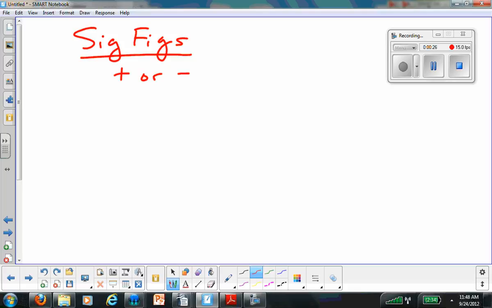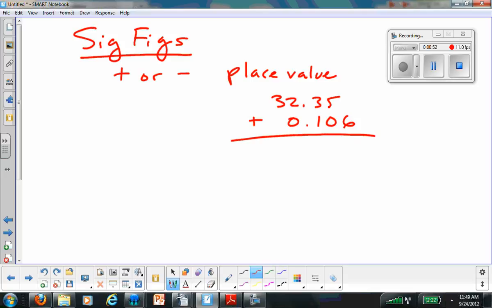what is it I need to look for when I'm dealing with my answer? Like placement. Yep. Placement or place value, or placement of the numbers, if you want, in relation to the decimal. Things such as this, 32.35, and say you're adding it to 0.106. When you go to do this out on the calculator, you will get 32.456.